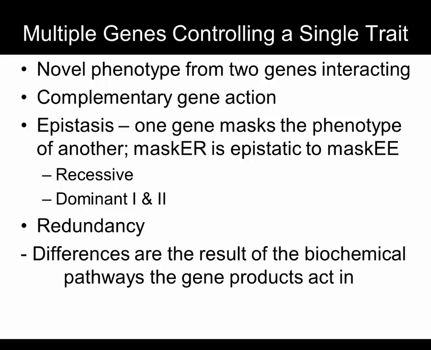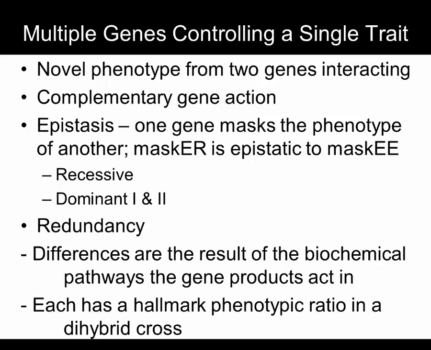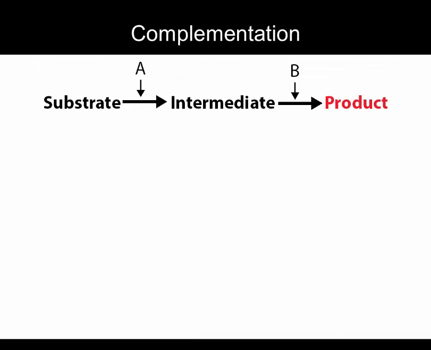These different types of interactions stem from how the gene products function in biochemical pathways. And each type of interaction will have a specific phenotypic ratio in a dihybrid cross. Here is a scenario where we see complementation. Once again, we have two genes, A and B. This time they function in a single pathway that will create a red pigment in flowers.